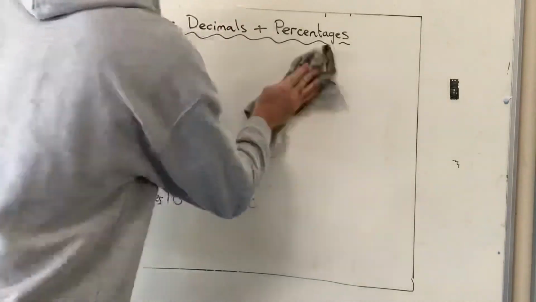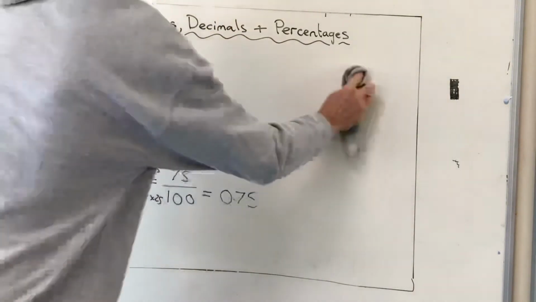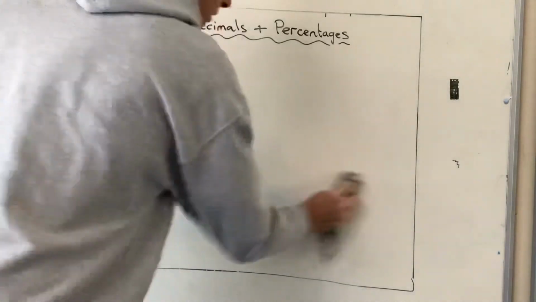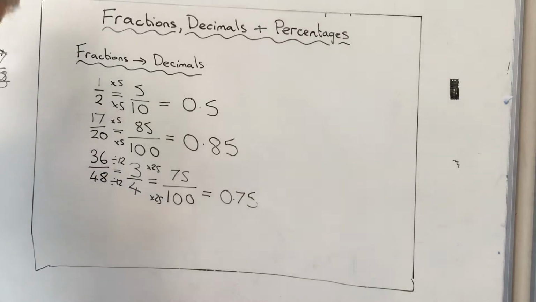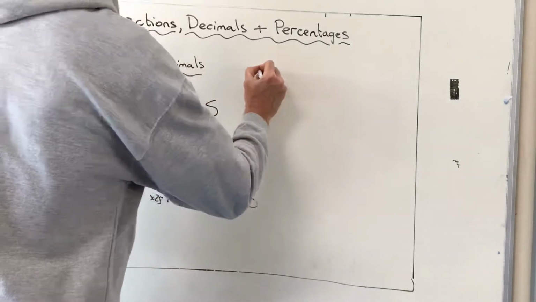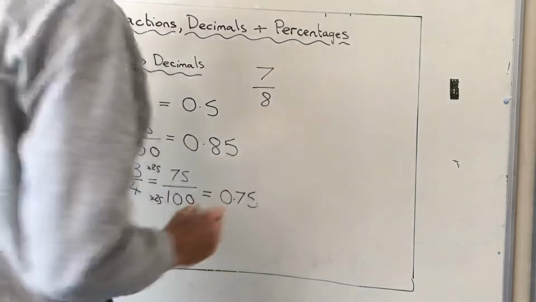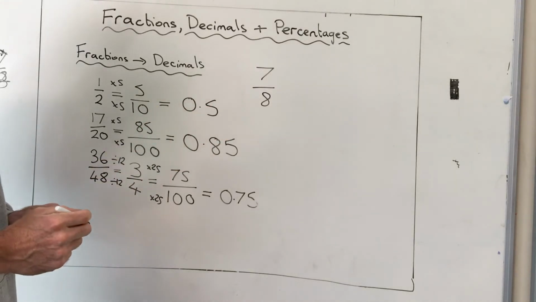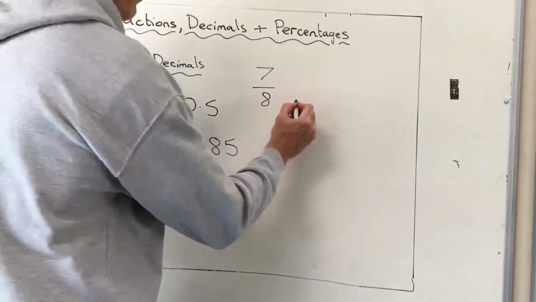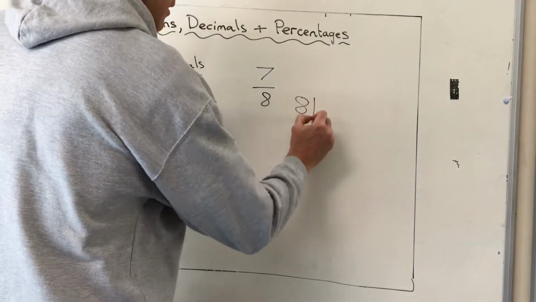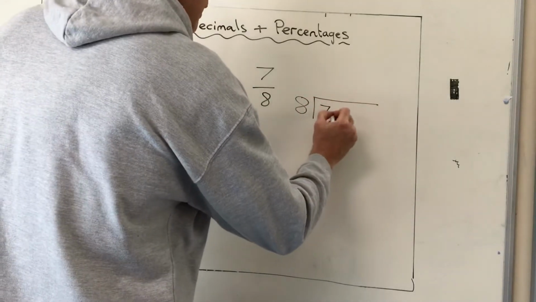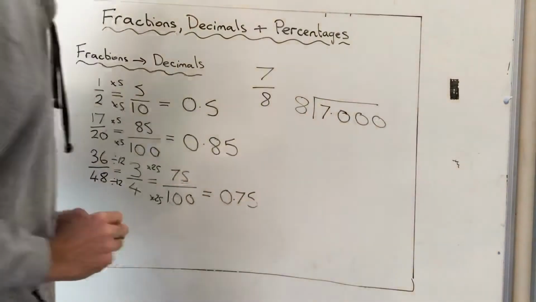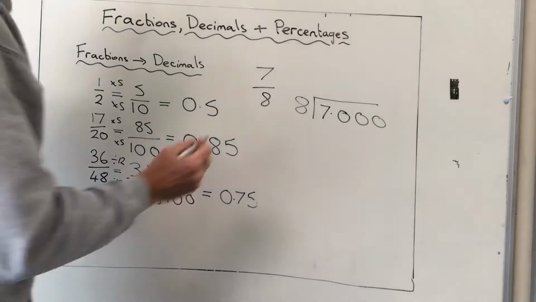If I said to you, what is 7/8 as a decimal? Right, well, 8 doesn't go into 100, so we can't equate it up to 100. So we've got to do a sum. It's 8 divided into 7, and we can put some zeros in. We can put as many as we want of them in, and we do a division sum.